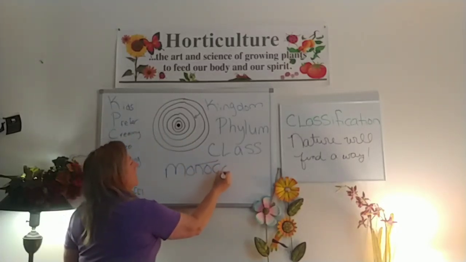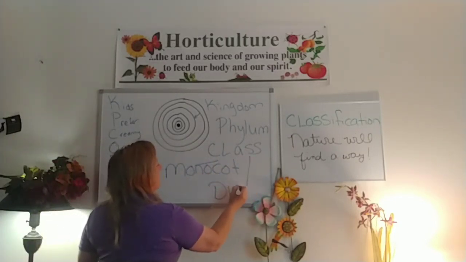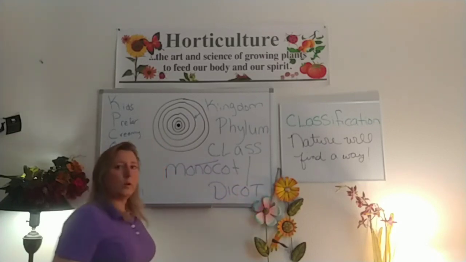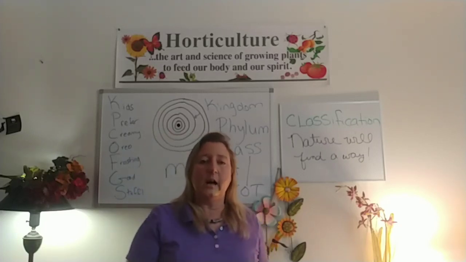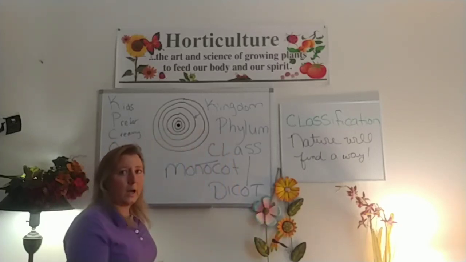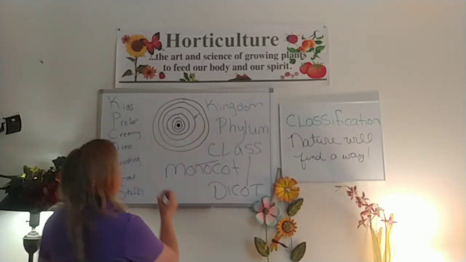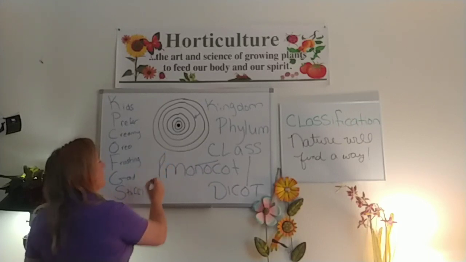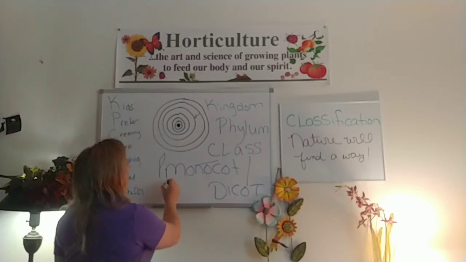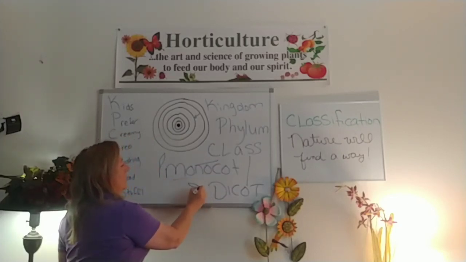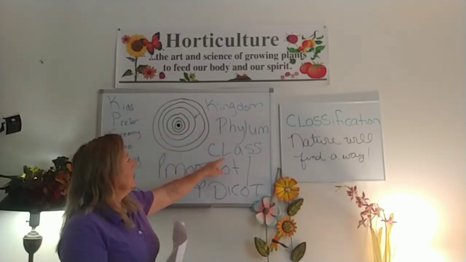monocots. I'm trying to write big, so I hope y'all can see that. And dicots. Monocot and dicot. All right. So we're going to talk more about monocots and dicots, but very simply, a monocot, when it germinates, which remember is when the baby plant is first out of the seed coat, has 1 little leaflet. Not a true leaf, but it looks like a leaf. So 1 little leaflet. Mono meaning 1. Dicot is going to have 2 little leaflets. All right. So monocot, dicot are your classes of angiosperms.